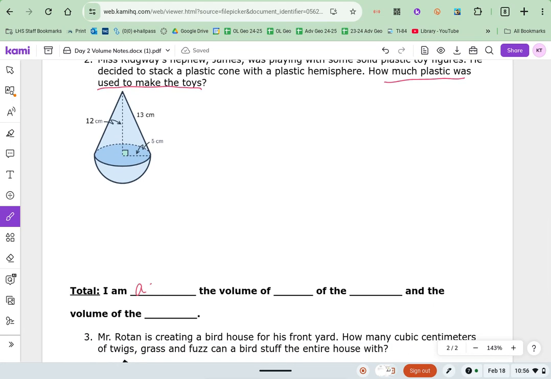So for this one, I am adding the volume of half of the sphere and the volume of the cone. Just like before, I'm going to split it and do each shape separately. At the end, we can put them together. So I'm going to do the half sphere on the left, and I'll do the cone on the right.